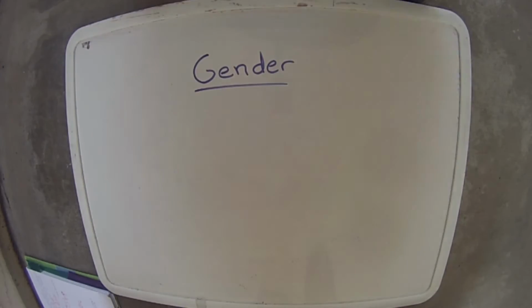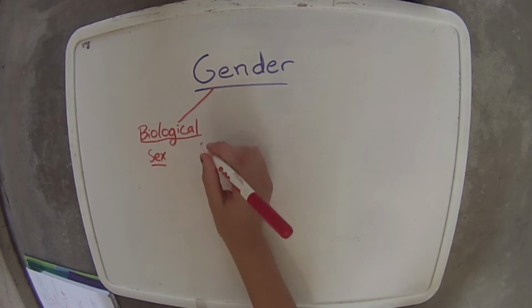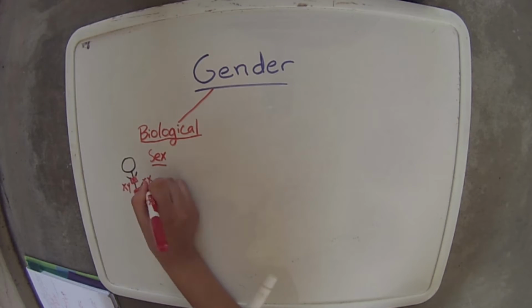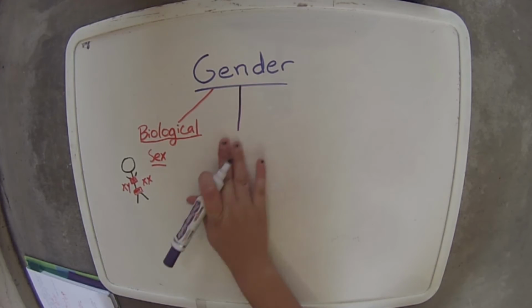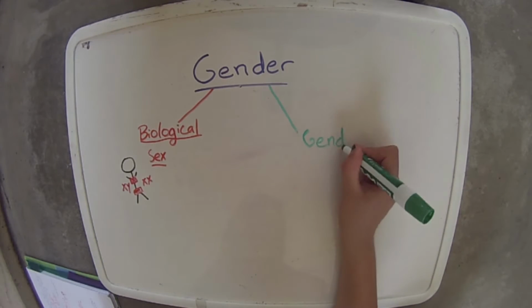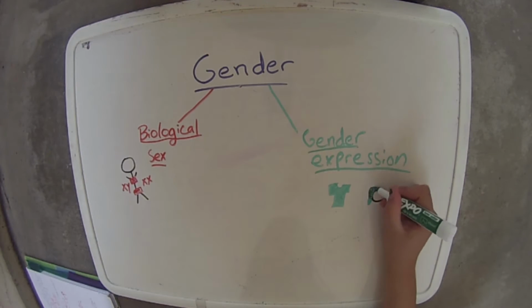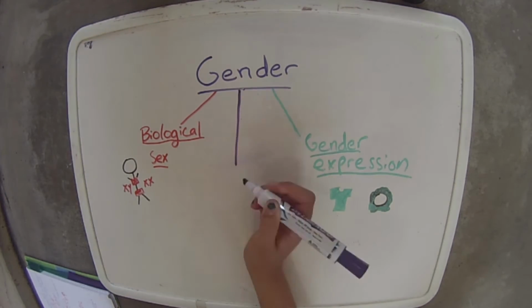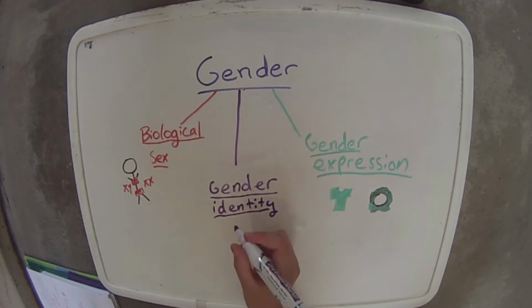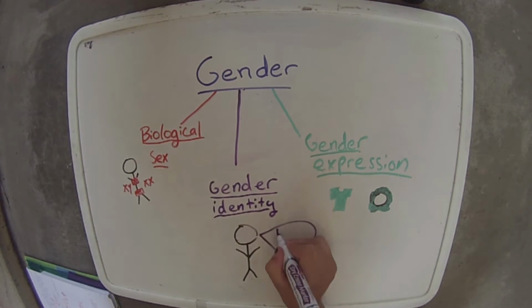Let's start with gender. To begin with, there are three main parts of gender. Your biological sex is what organs and chromosomes you have. Many people have only male or female organs, but a few people called intersex have both. Your gender expression is how you express yourself through hair, clothing, actions, and more. Lastly, your gender identity is what gender you know you are and/or how you perceive yourself to be.